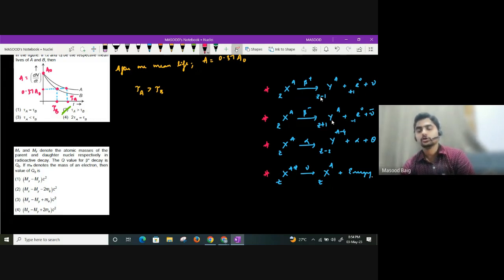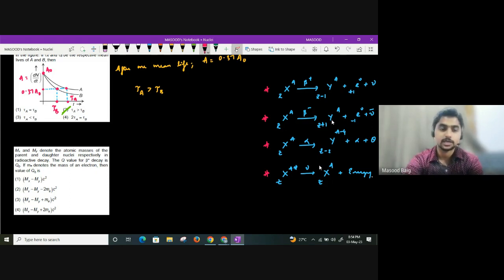In beta plus, atomic number reduces by 1, no change in mass number. In beta minus, atomic number increases by 1, no change in mass number. In alpha decay, atomic number reduces by 2, mass number reduces by 4. In gamma decay, very simple logic, an excited nucleus is coming back to the ground state nucleus with the release of energy, and that energy will be in the form of gamma rays. So no change in atomic number and mass number.